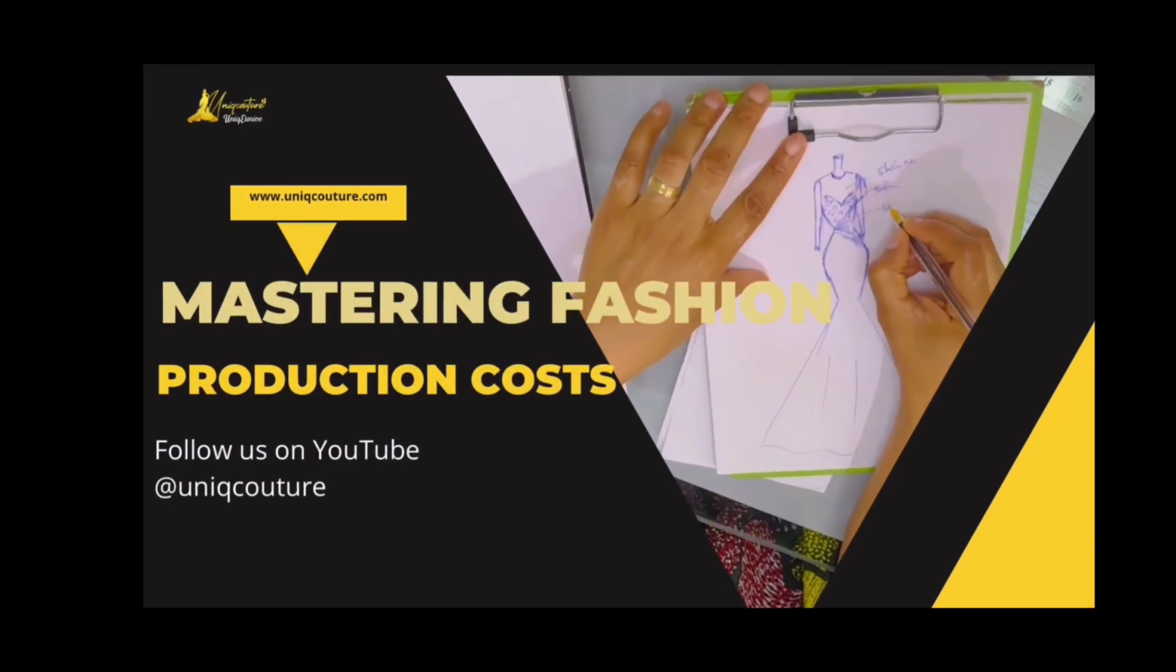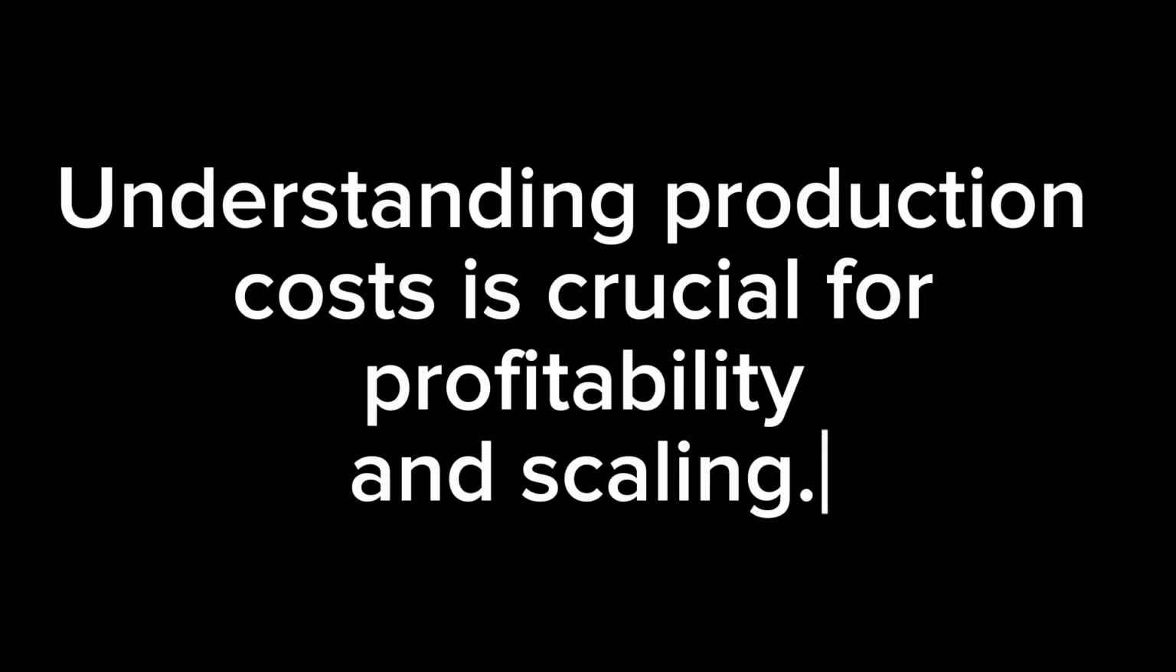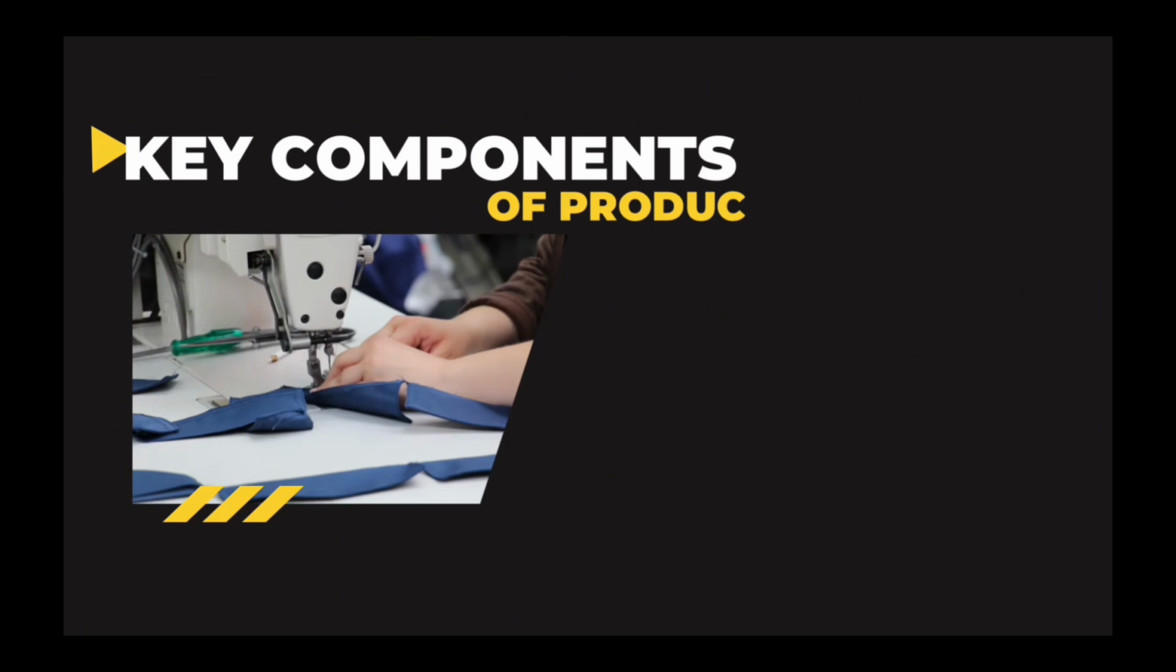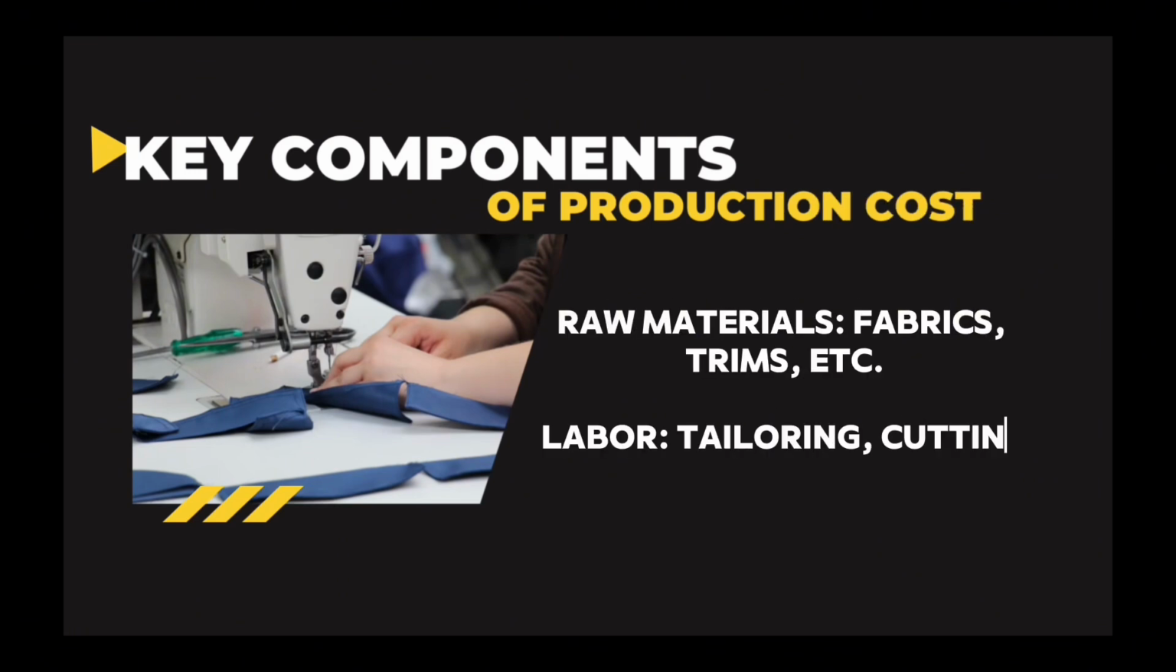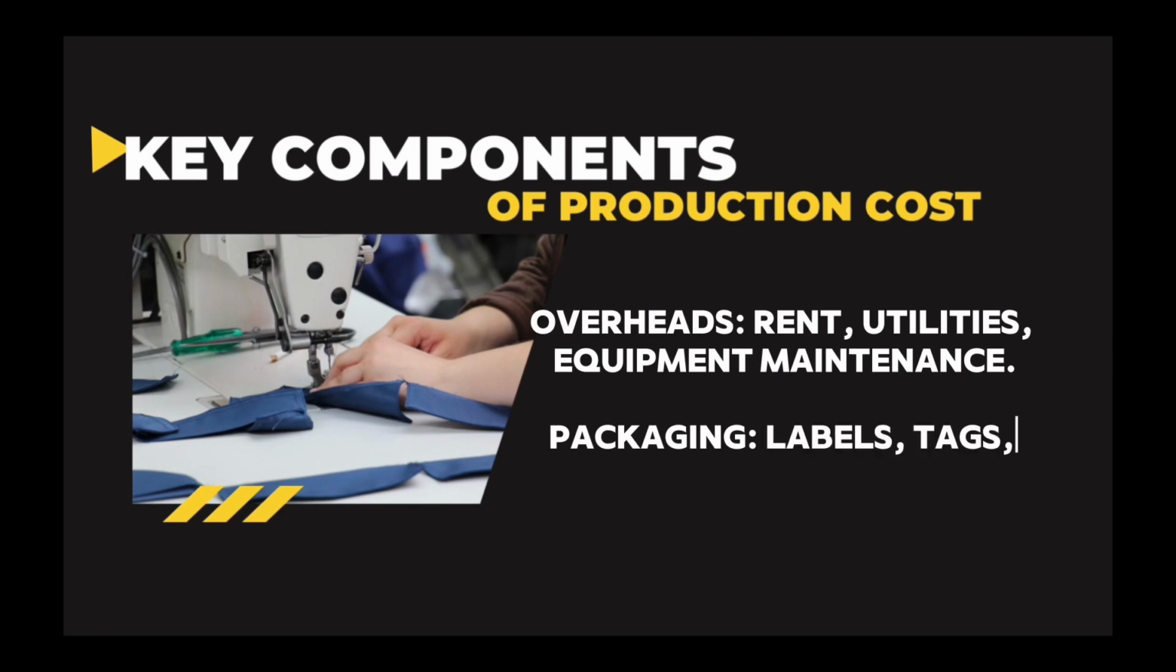At the end of this video, you will learn how to calculate your fashion production costs accurately. Handling production cost is crucial for profitability and scaling. First, let's talk about the key components of production cost. We have your raw materials, for example fabrics and trims. We have your labor, for example tailoring, cutting and finishing. Next, we have the overheads, which is the rent, the utility, equipment, maintenance. Then we have the packaging, which includes the label, the tags, the delivery, materials.